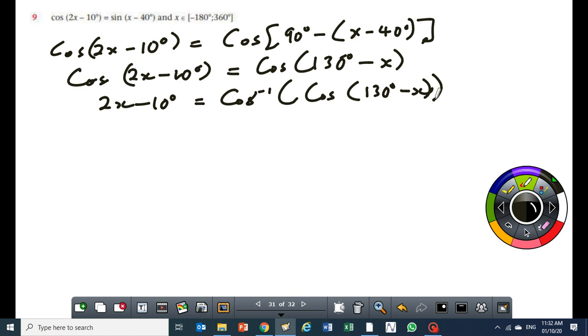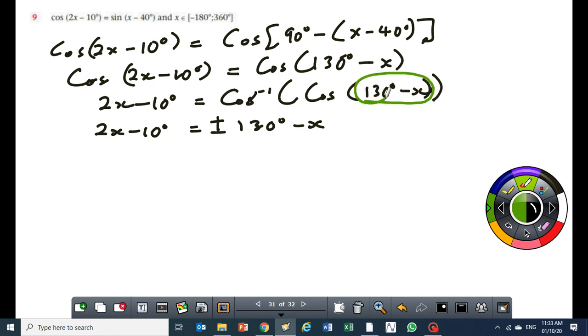Okay? So the next step is going to be 2x minus 10 degrees is equal to, this will give you 130 degrees minus x. Now, because cosine has got two general solutions, I have to put plus or minus here, because this angle here becomes the reference angle.